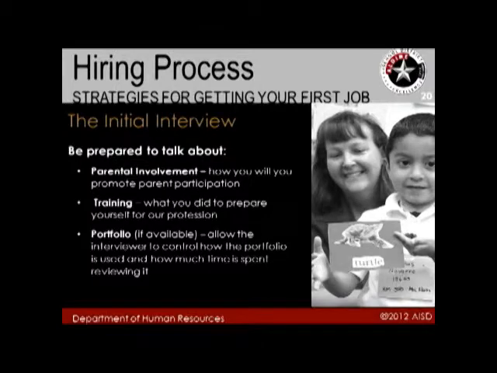Okay, so now, other things that you need to be prepared to talk about would be your parental involvement. How are you going to establish a partnership with the community? So it's not only about you teaching. It is a united effort that's going to move these students where they need to be and beyond. Also think about your training. How are you going to continue your professional growth? And what is it that you're going to do?